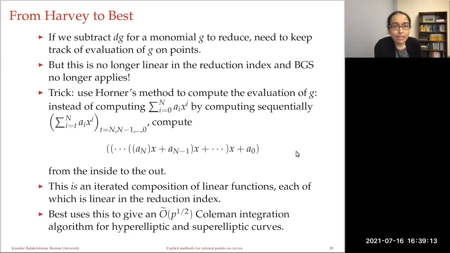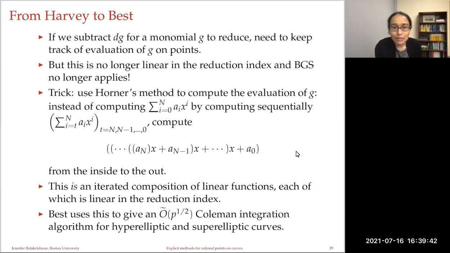And then to extend this to Coleman integration, we also need to figure out how to take care of the subtractions at each step for these exact forms. Right? We need to also keep track of the evaluation of these functions g on points, since that ultimately is what gives us the constant of integration. But this is no longer going to be linear in the reduction index. And so this algorithm of Bostan, Gaudry, and Schost no longer applies.